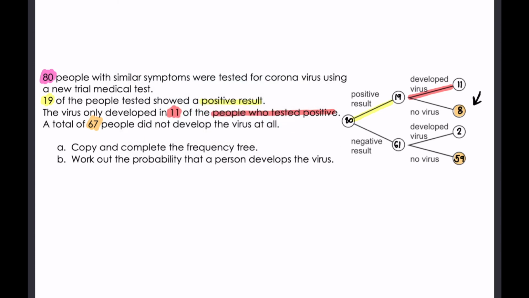The last question says, work out the probability that a person develops the virus. So the probability of, let's say, virus. Well, how many people were there in total? There were 80 people who were tested. How many developed the virus? 11 and 2, which is 13. So the probability of the virus developing is 13 out of 80.